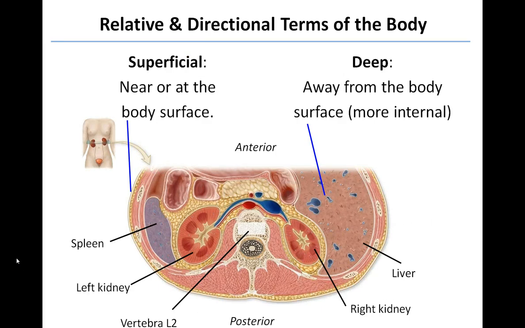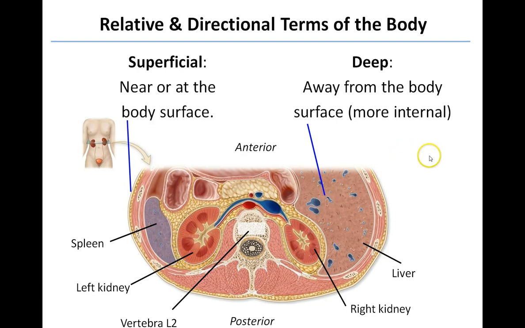Other terms we can use are superficial or deep. These are opposites of each other. Superficial is a reference to something being closer to the surface of that structure. So if you are something like the skin, you're on the exterior of the body. You are closer to the body surface than, say, something like the kidney is. So the skin is a superficial structure, particularly when you compare it with other structures such as the kidneys.